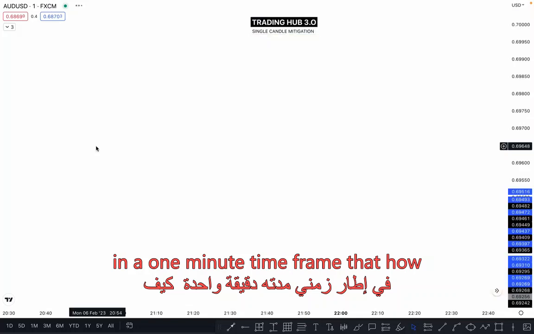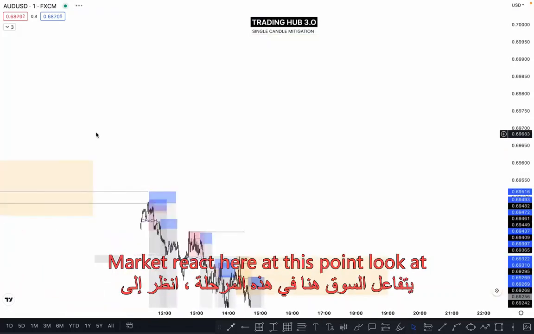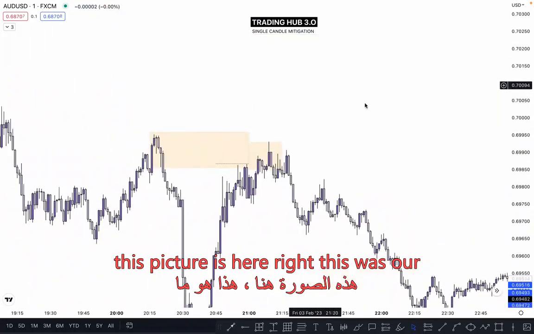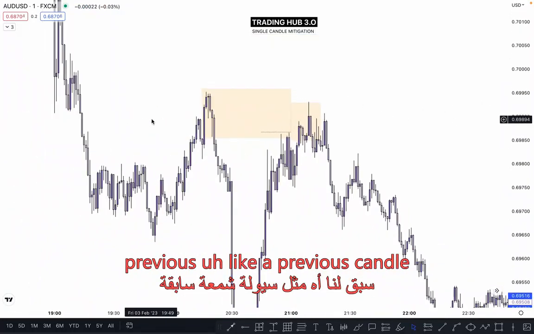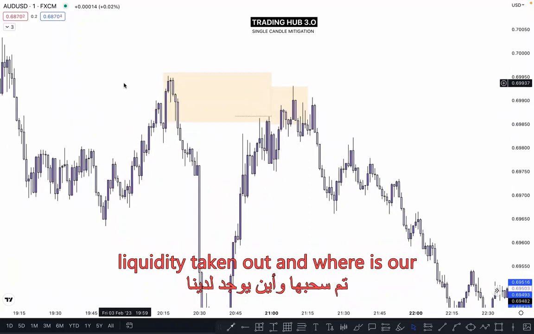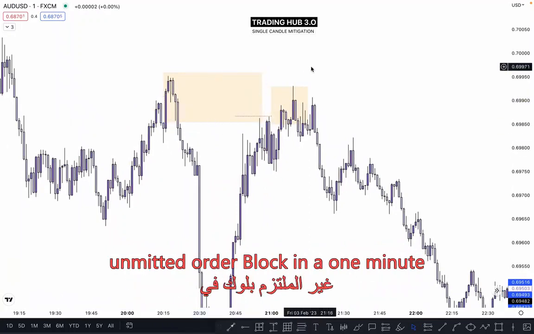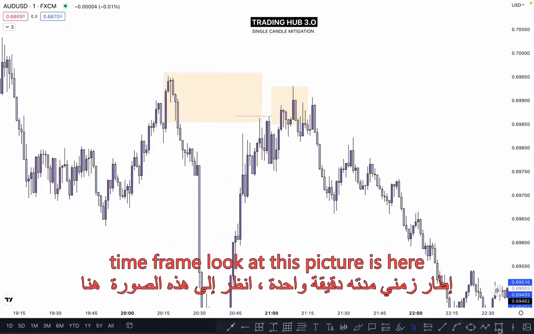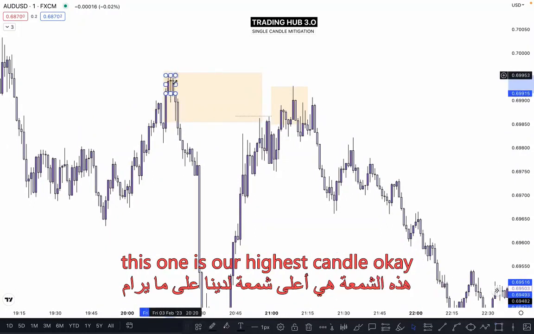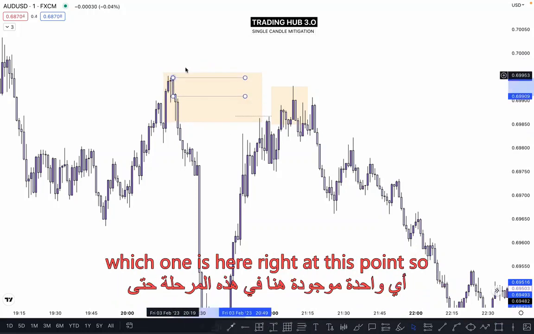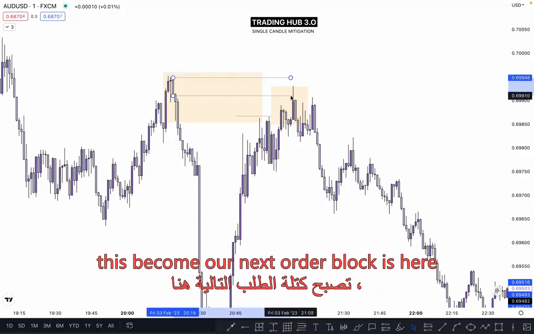Let me show you in the 1-minute time frame how the market reacts at this point. Look at this picture here, right? This was our previous candle's liquidity taken out, and where is our unmitigated wick here? Where is our unmitigated order block in the 1-minute time frame? This one is our highest candle, which is broken by this one. So you have to move your order block to the next candle, which is here, at this point. So this becomes our next order block.